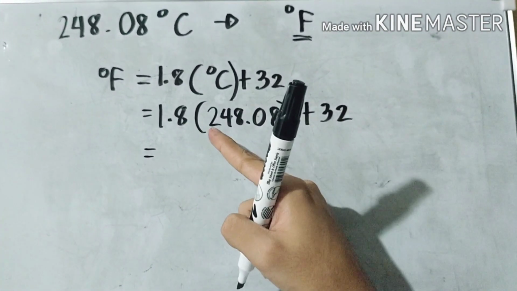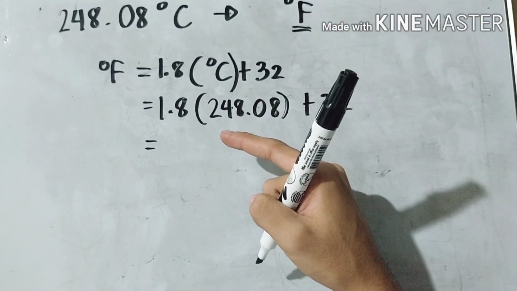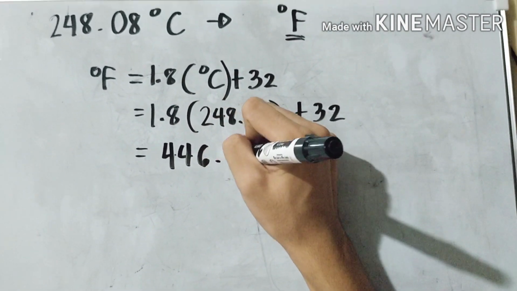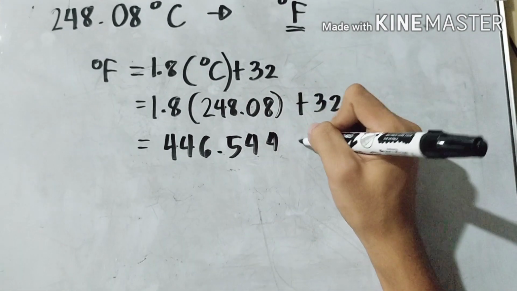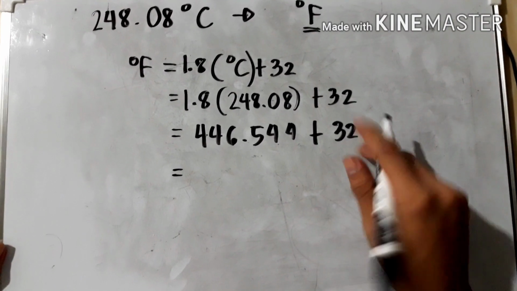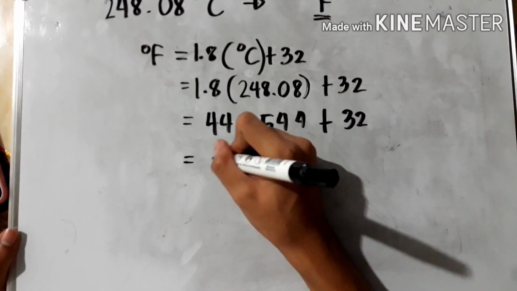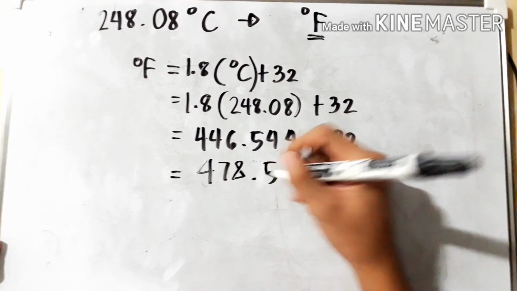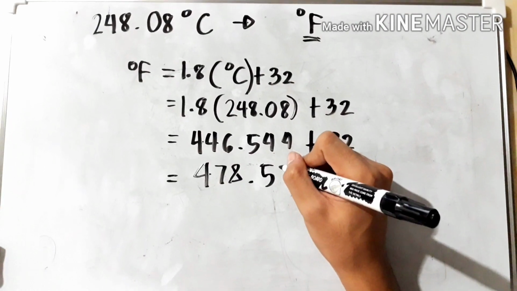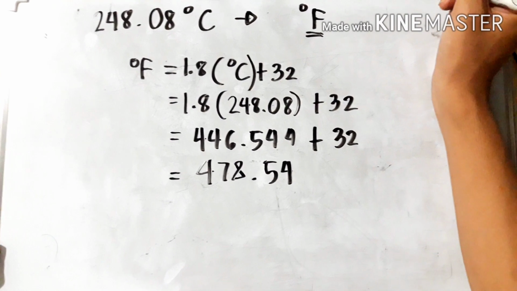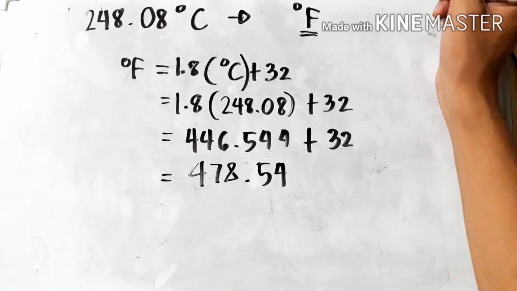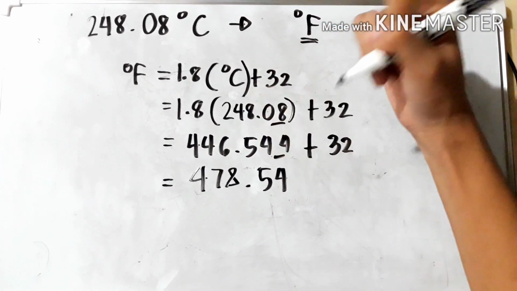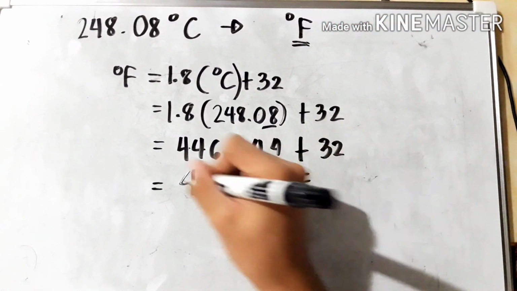So, multiplying 1.8 multiplied by 248.08, 446.544. Then, so adding 32, it will give you 478.544, round up to the nearest hundredths, that is 478.54. As you can see kanina, yung given ko is 475 degree Fahrenheit. So nagkakaiba lamang sila dyan pagdating sa decimal point. Okay, degree Fahrenheit.